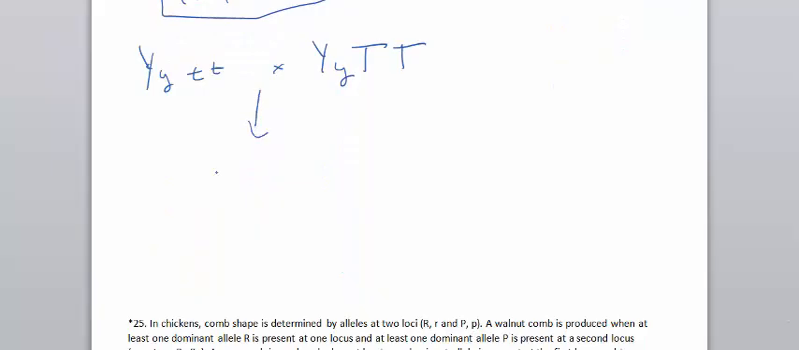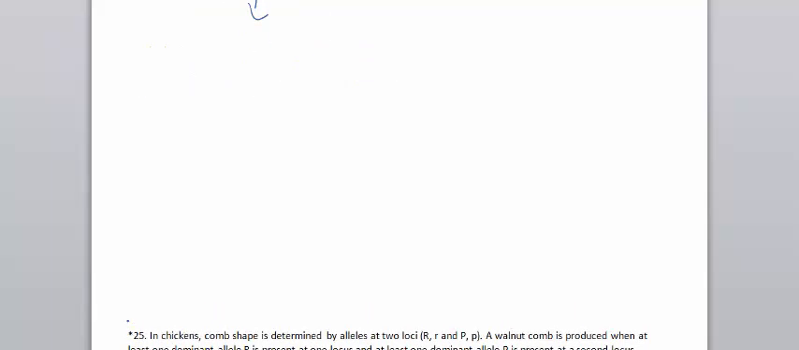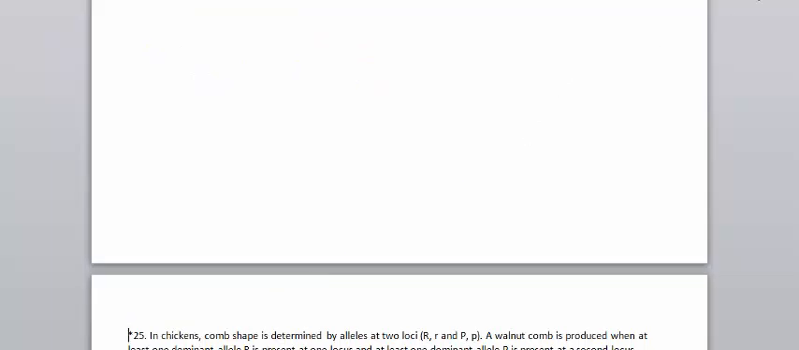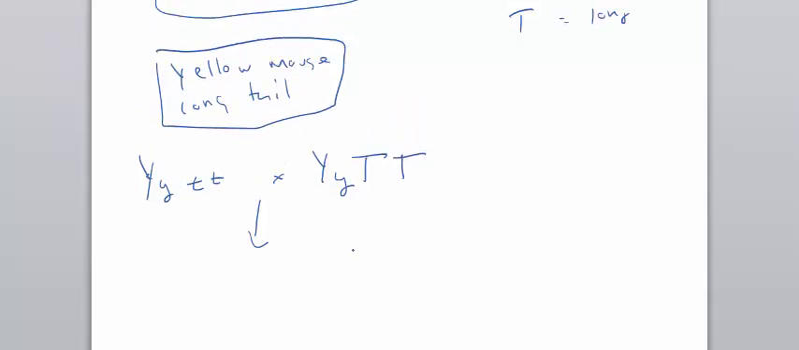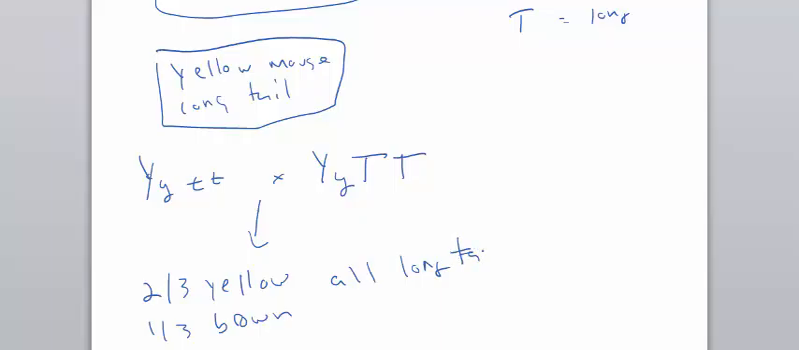So what could this give us? Well, this guy could give us 2/3 yellow, 1/3 brown, and all of these will have long tails.